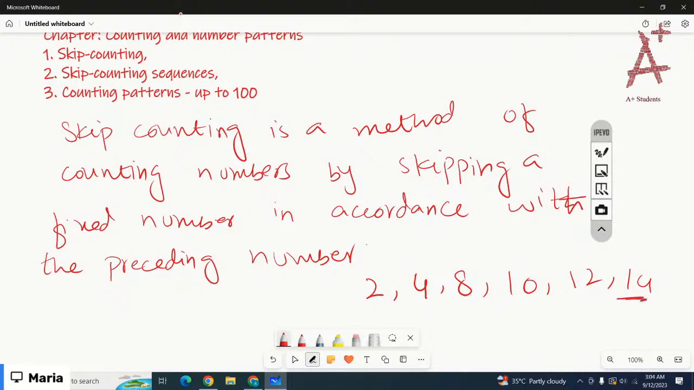For example, you have 14. So for the next number you have to skip. Either you can add like 14 plus 2, 16, 16 plus 2, 18, right? So the fixed number I am skipping every time is how I find the next number, right? So how do we work on skip counting? Because we need to know the patterns. We can learn even division and multiplication from the patterns, right? So let's just do some examples of patterns for skip counting.